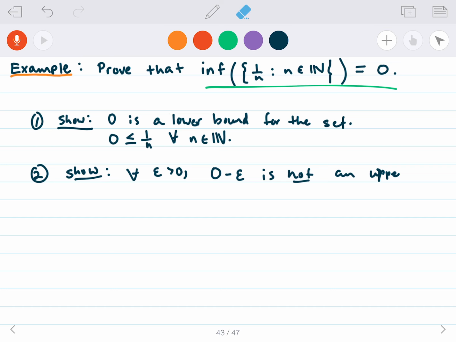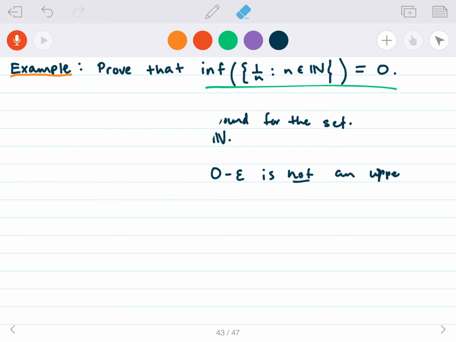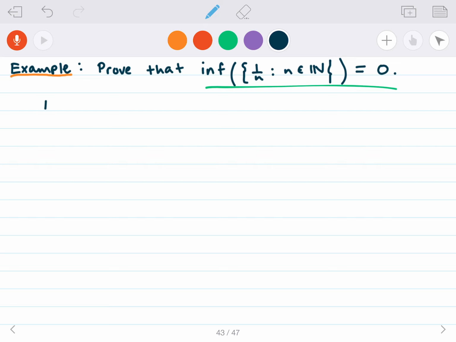Let's see. Okay. So, let me clear this. I think I was writing on it and forgot to erase it. Okay, so we want to show that the infimum of the set 1 over n is 0, where n is a natural number. So remember, we want to show two things. The first thing is that, so we're looking at lower bounds, infimums. So we want to first show that 0 is a lower bound.